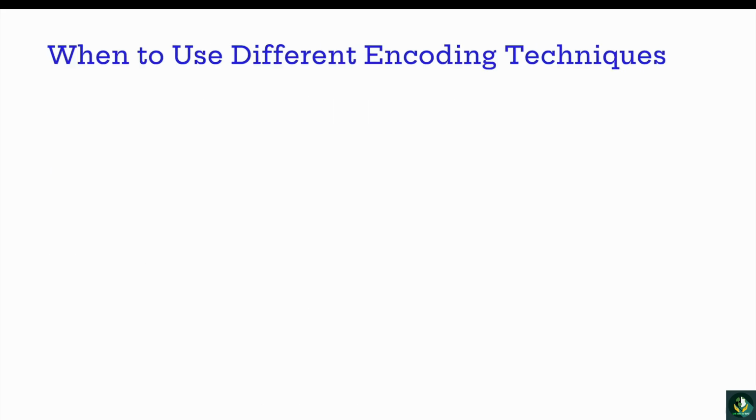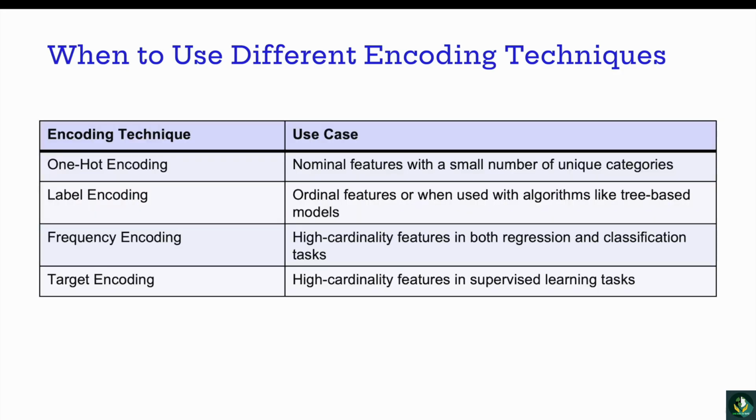Now let's look at when to use different encoding techniques. There's a table for it. When the encoding technique is one-hot encoding, the use case is nominal features with a small number of unique categories. For label encoding, it's ordinal features or when used with algorithms like tree-based models. Frequency encoding use case could be high cardinality features in both regression and classification tasks. And target encoding is for high cardinality features in supervised learning tasks. So with this in mind, let's go into our hands-on exercise.